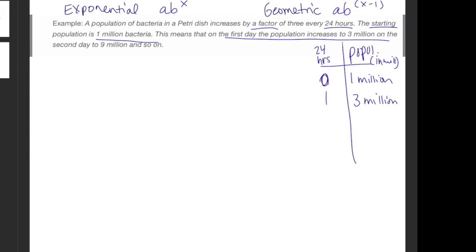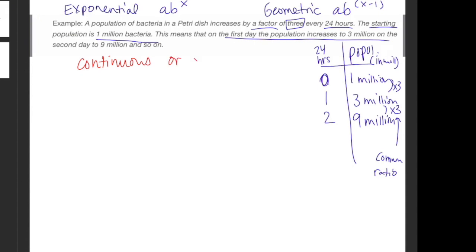I made a mistake earlier when I said on the first day. Actually, you start with 1 million, and on the first day is 3 million, and then the second day is 9 million. So when I think of what the common ratio here is, they tell you that it's a factor of 3. So you're multiplying whatever you had the day before by 3. So your common ratio is going to be 3.